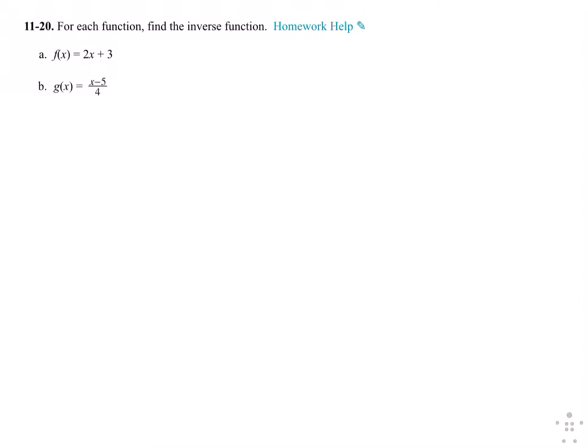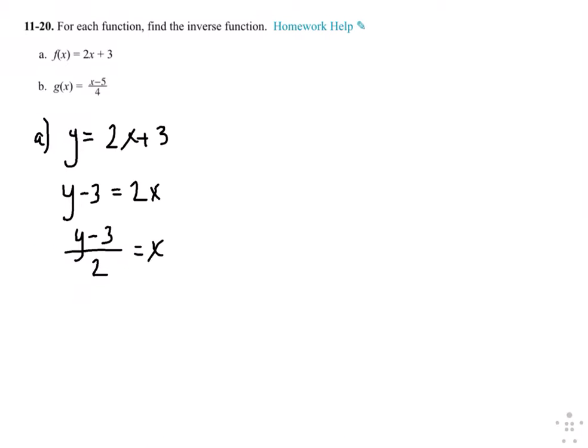Okay, 1120, they want us to find the inverse function. So, step 1, I'm going to change f of x to y. Step 2, I'm going to solve for x. So I'll subtract 3 from both sides, and then divide both sides by 2, right? So x equals (y minus 3) over 2.